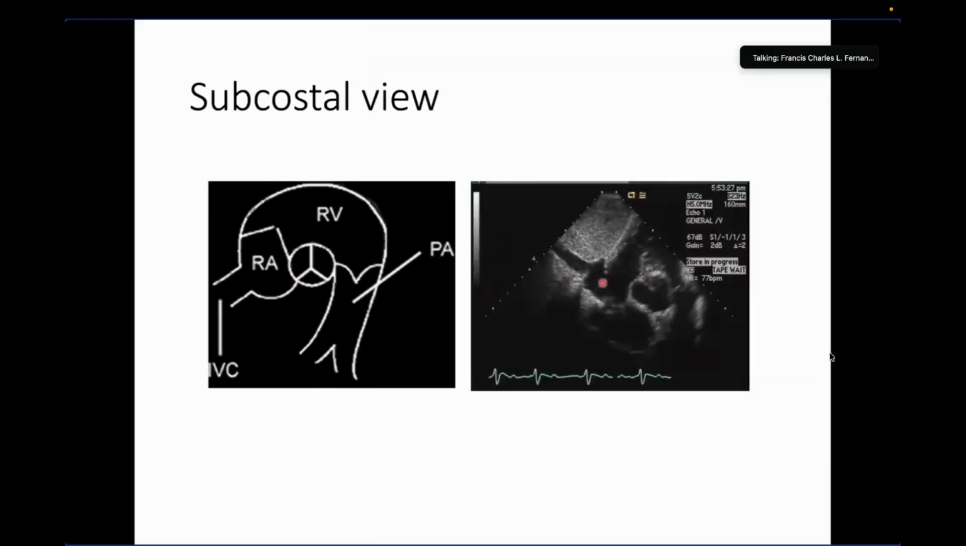So this is a schematic. You can see this is the right atrium, the inferior vena cava, the right ventricle here. This is the aortic valve. Okay. Then the pulmonary artery here. Okay.